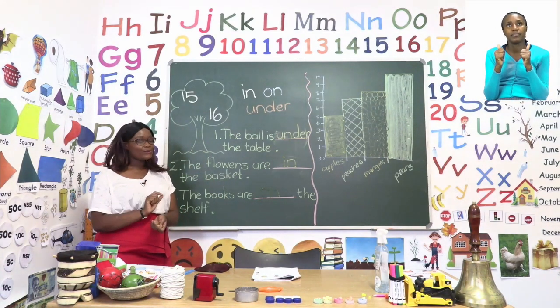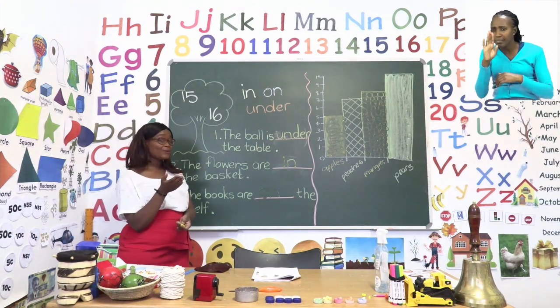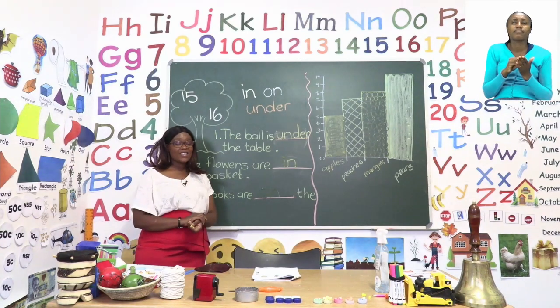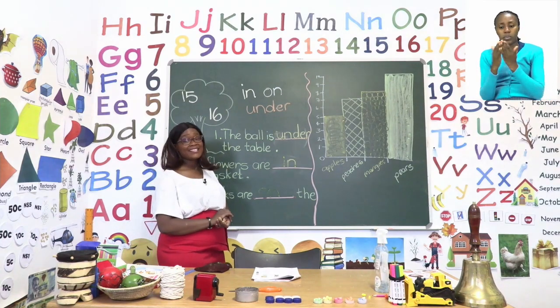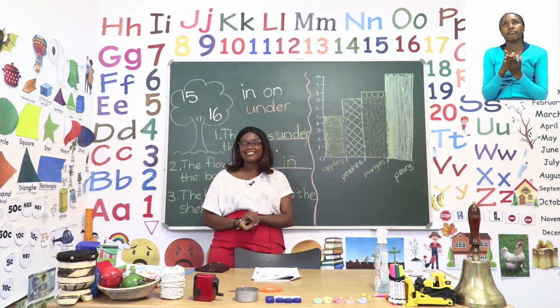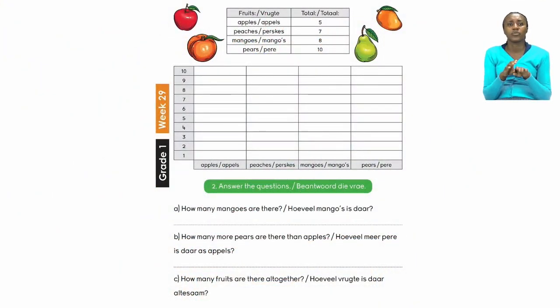The rest are for you to fill in by yourself. Read the sentence, choose which one is the correct one, and then write it on the dash. When you're done with that one, we can move to the last part of our lesson today, page 16. On page 16, we are going to be doing data handling. Today, it is all about the fruits. Our job is to first use the information below to complete the bar graph. And then after that, we need to answer the questions.